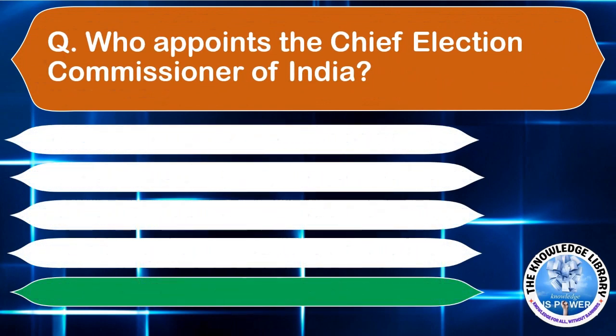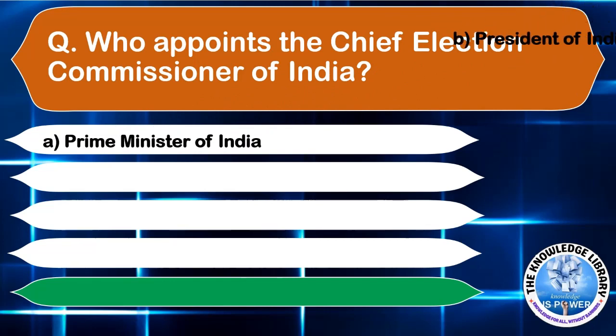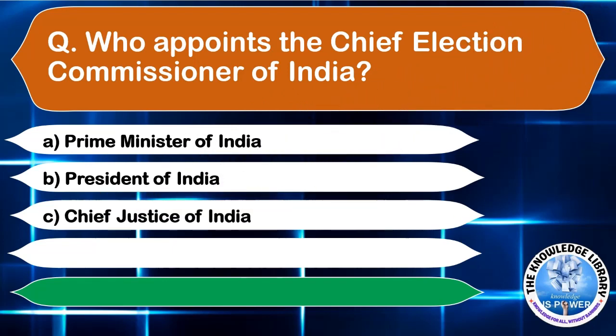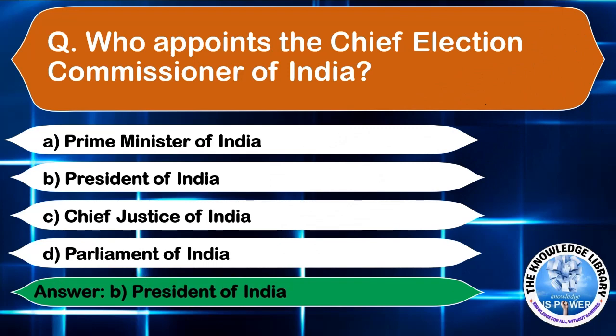Who appoints the Chief Election Commission of India? Option A, Prime Minister of India. Option B, President of India. Option C, Chief Justice of India. Or option D, Parliament of India. The correct answer is option B, President of India. Move on to the next question.